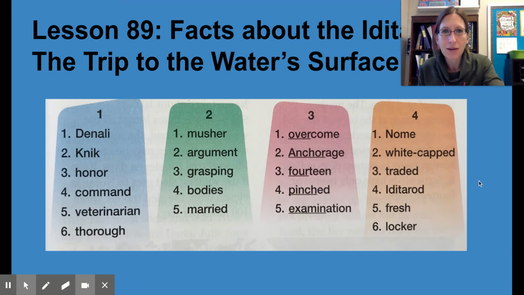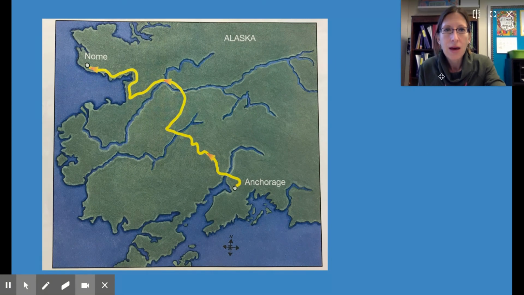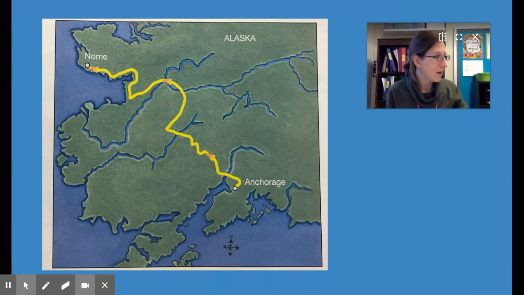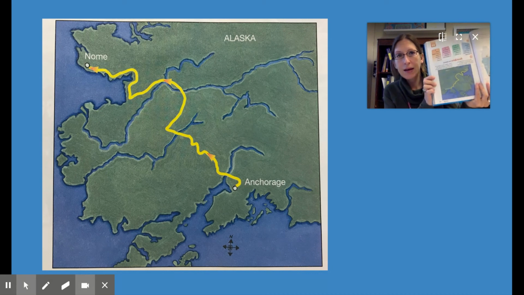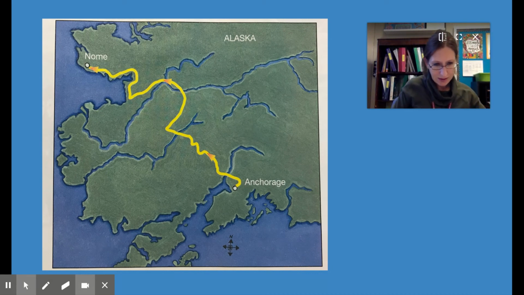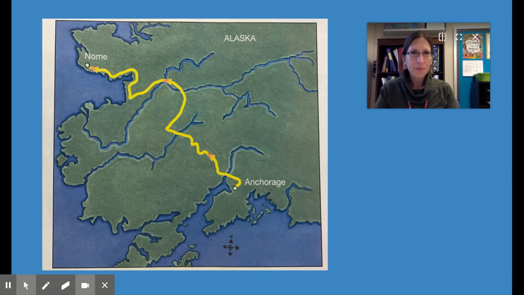All right, so here we have our map that is in our story on lesson 89. And so we are going to get ready to read here. Here we go. Facts about the Iditarod. So get your fingers ready. We're going to track along here. You're going to read the last story about Darla.